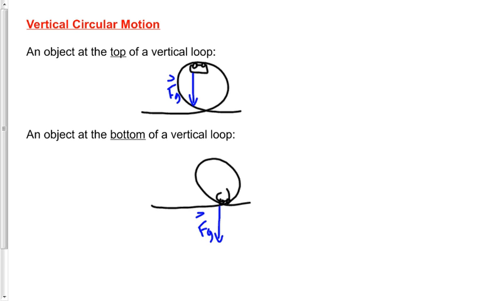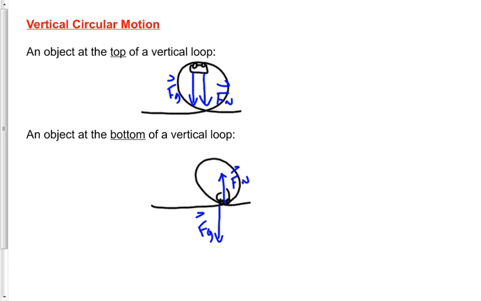There's also the normal force, the force of the track pushing on you. Now, if I'm at the bottom of this circle, the track pushes which way on me? Pushes up. So we're going to say the normal force is up there. If I'm at the top of the circle, then the track pushes down. The track pushes down on me. So I'm going to say Fn is downward.